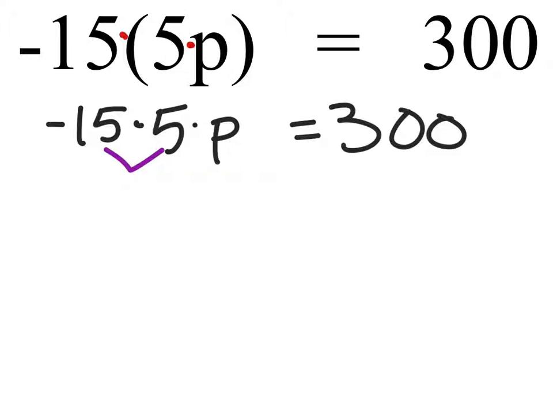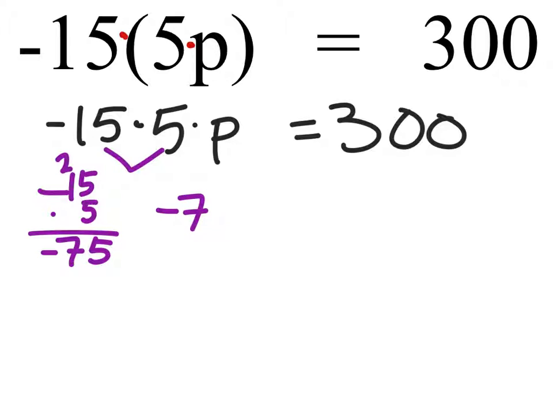We'll multiply these two. We've got negative 15 times 5. We know the answer is negative because there's an odd number of negatives, 1. 5 times 5 is 25. 5 times 1 is 5, plus 2 would give us 7. So this now is negative 75P equals 300.